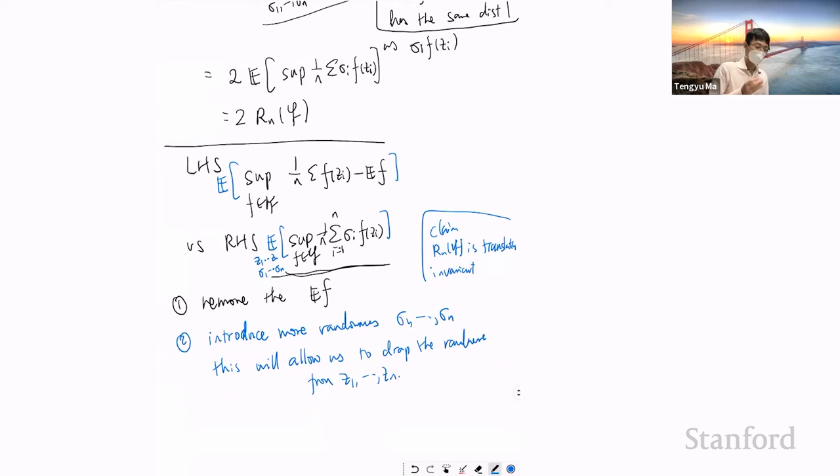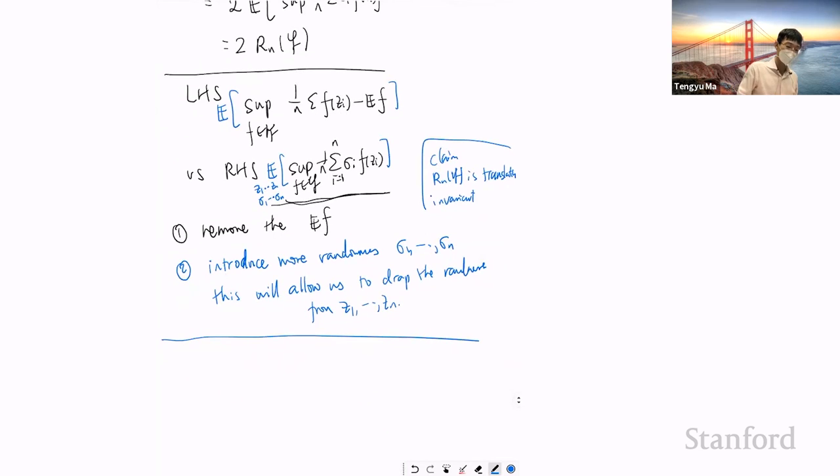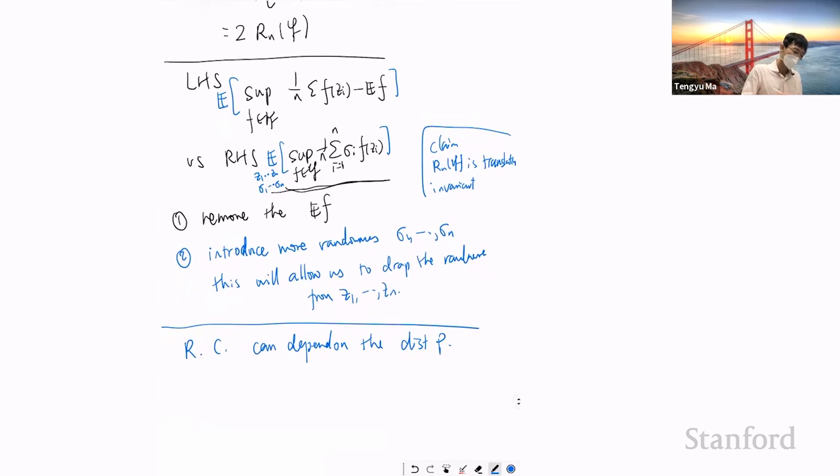So the next part is another useful thing to know about Rademacher complexity, which is that this Rademacher complexity can depend on the distribution P. It still can depend on distribution P, even though our goal is to deal with the simpler randomness, right? Why is this the case? This is just because in this definition of Rademacher complexity, you do have to draw some z1 up to zn from the distribution P, right?